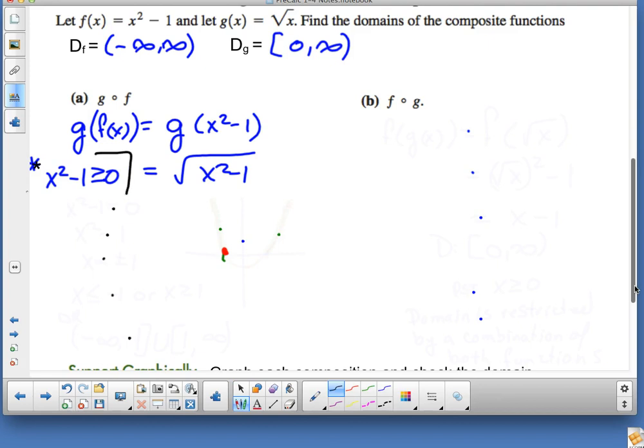Let's talk about our domain. So I got my composition, and some people are like, geez, what's the deal? It's the square root of x squared minus 1. I mean, it wasn't that bad, right? Remember, x squared minus 1 has got to be greater than or equal to 0, right? So where is x squared minus 1 greater than or equal to 0?